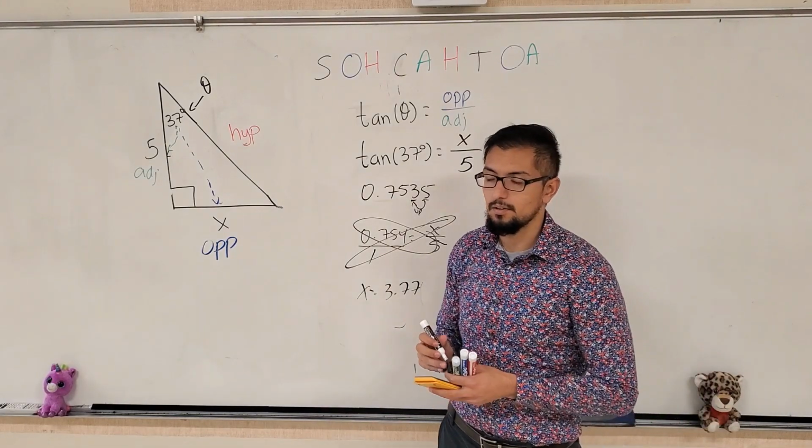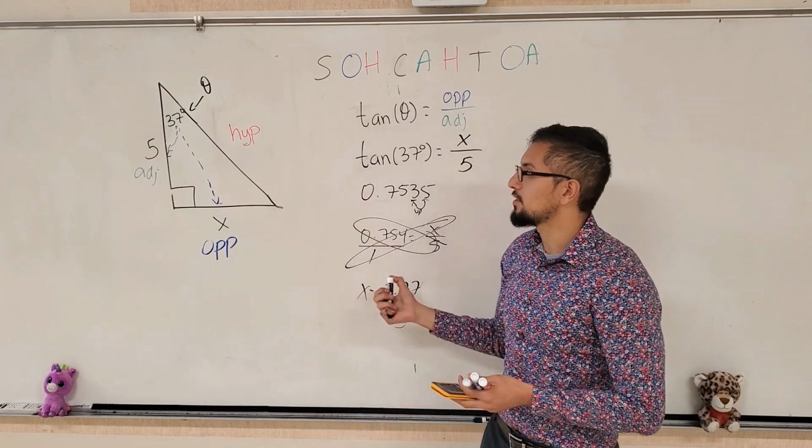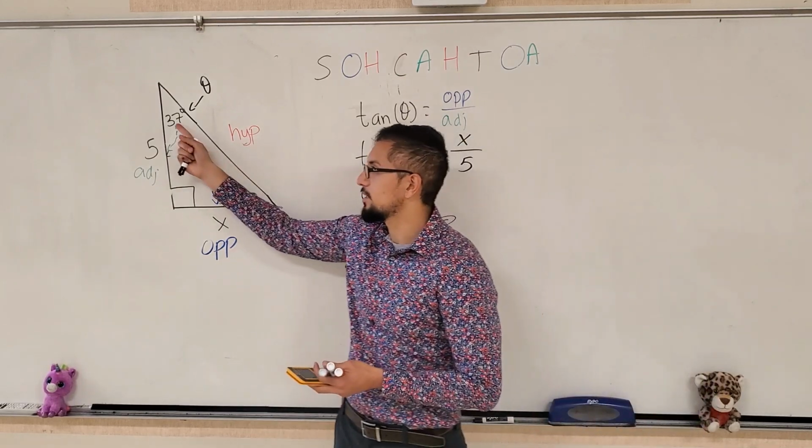it is 3.77. Right. So this is an example of the process of how to solve for a missing side, knowing just an angle and a side of the right triangle.